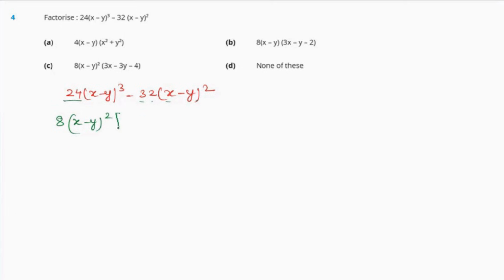Now after that, what are we left with? We are left with 3(x minus y) minus 4. Now when we solve it, we get 3x minus 3y minus 4. So this will be our final answer, which is option C.